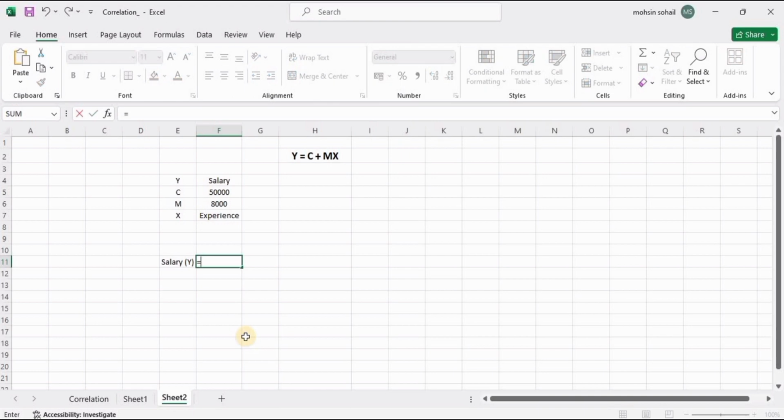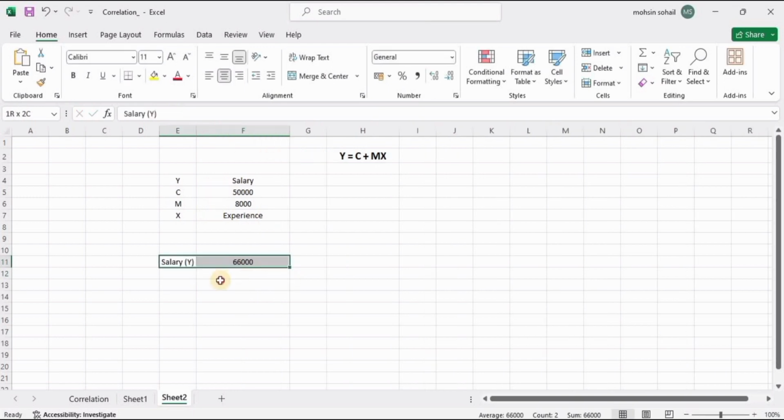We will put here equal, c is the intercept and its value is 50,000, and here is a plus sign. So 50,000 plus m is the slope, which is 8,000 here. Then m and x are going to be multiplied, so I am putting here a parenthesis. Value of m is 8,000 rupees multiplied by x, which is the experience of the candidate, and let's say if he or she has 2 years of experience, then the salary would be this much.